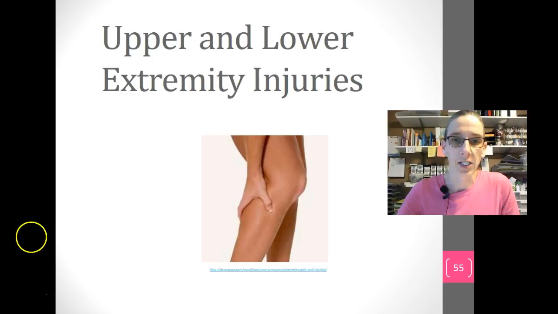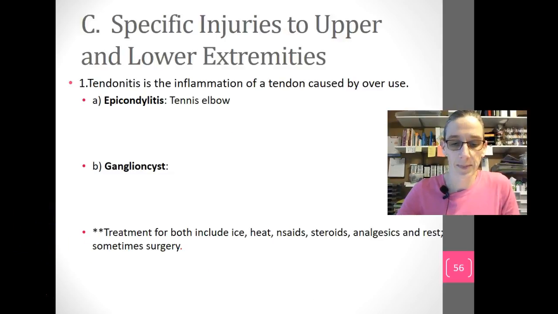Upper and lower extremity injuries. Those are going to be specific injuries to upper and lower extremities, including things like tendinitis, which is broken down into epicondylitis and ganglion cysts. Then carpal tunnel is also included in there. We're going to talk about rotator cuffs, ligament and meniscal injuries, fractures. Got a lot of stuff to cover.